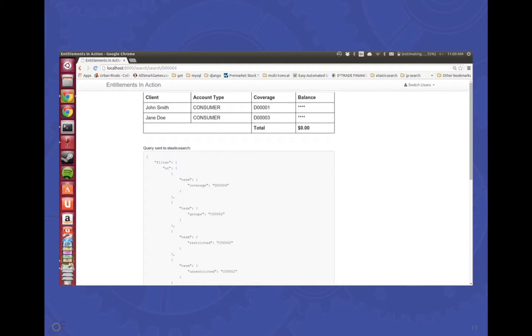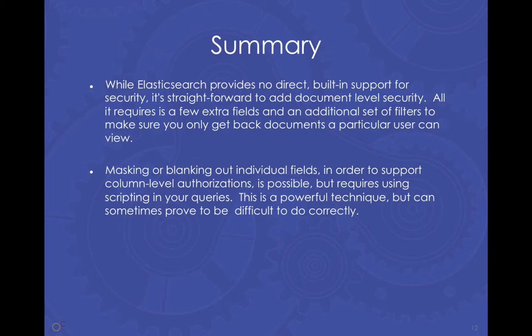So in summary, Elasticsearch provides us no direct built-in support for security, but it's fairly straightforward to add at least document level control. Then we can use Elasticsearch's scripting functionality to provide some more fine-tuned control over what fields a user can see.